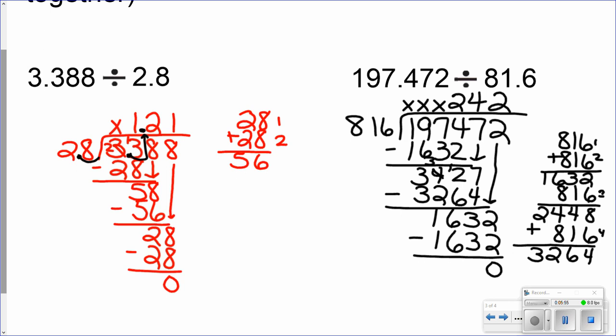Placing my decimal. In my divisor it was here. In my dividend it was here. I move it 1 to the back and move it 1 over. 2.42.